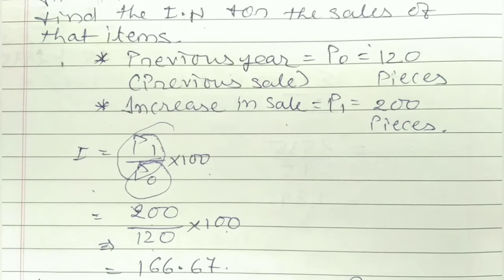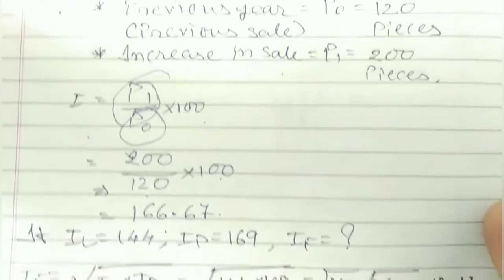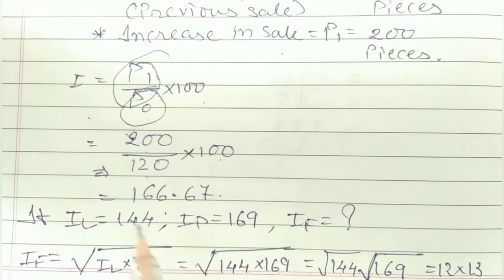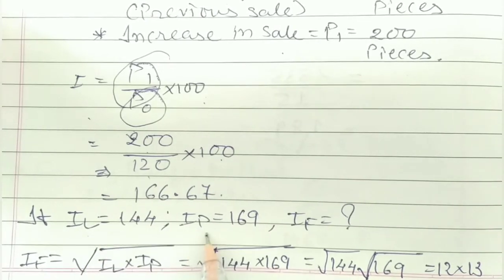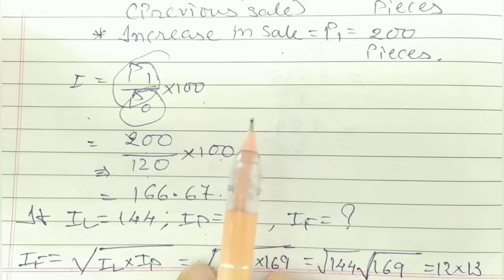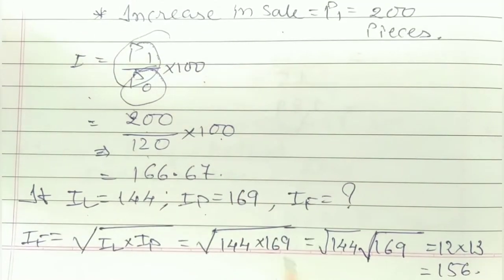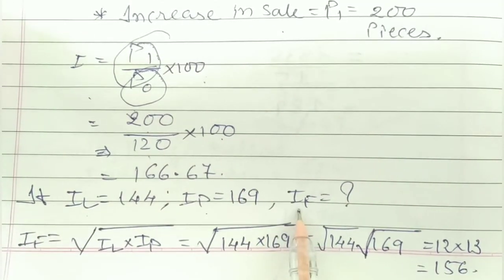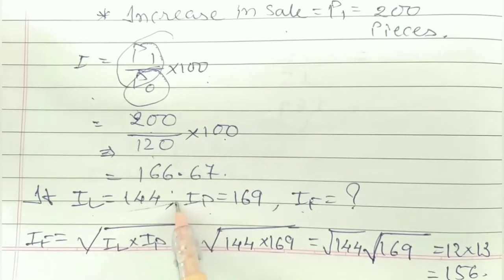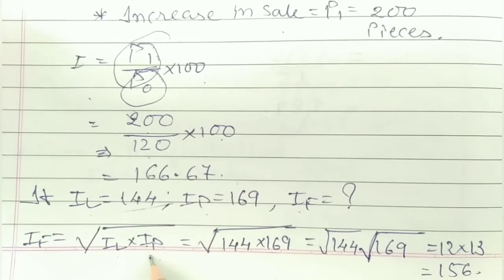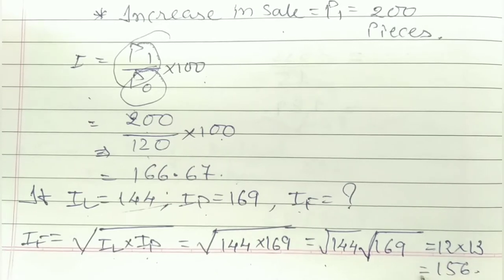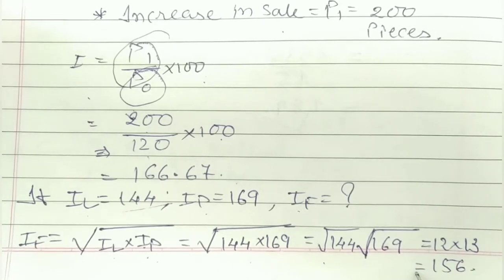The same way, a short sum may be given to you where Laspeyres' index number 144 is given and Paasche's index number 169 is given. You are supposed to find out Fisher's index number, nothing else. The formula of Fisher's index, which is already known to us, is IF is equal to under root IL into IP. Just place your figures in your formula and you will get the answer, that is 156.